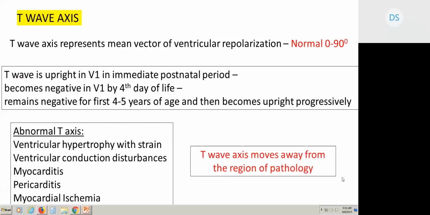Remember this message, the T wave axis moves away from the region of pathology. That means if I have myocardial ischemia, the area where ischemia is there, the T wave axis will move away from that region. So if I try to decide my T wave axis, I can decide that exactly opposite area is going to be involved in the pathology. So this is the role of T wave axis determination.